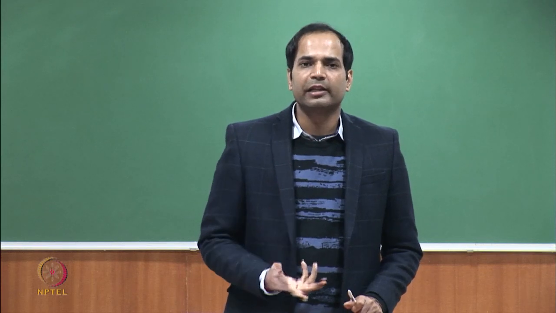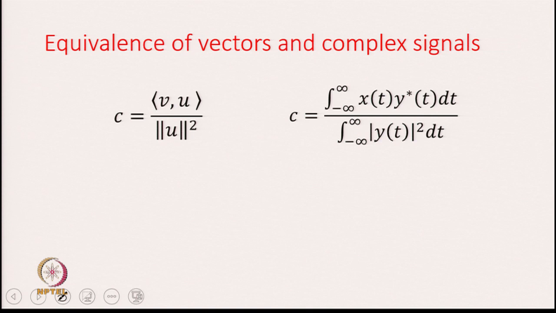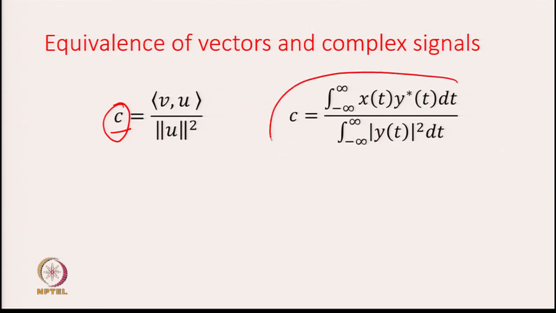Let us see what is the equivalence between vectors and complex signals. So, in the vectors, remember the value of C that minimizes the error in approximation when you wanted to approximate a vector in terms of another vector. This was the value of the constant that was giving us the minimum error in approximation. In case of signals, this is the value of constant that gives us the minimum error in approximation.